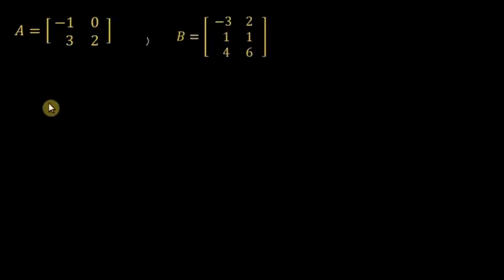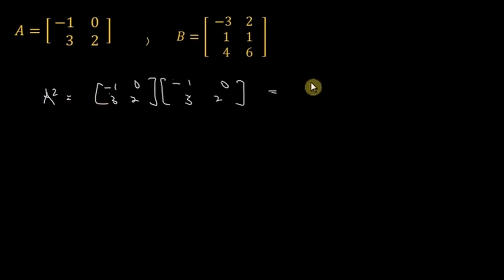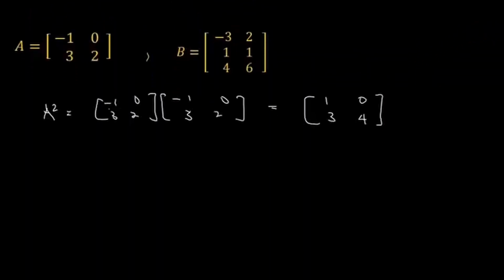So next we're asked to determine the matrix A squared, which is simply the matrix A multiplied by the matrix A. This works out to be 1, 0, 3, 4. I'm assuming that you're familiar with matrix multiplication, so I'm just showing you what the answers are and how we approach this. So by looking at these two matrices, we can conclude immediately that we cannot multiply A times B.